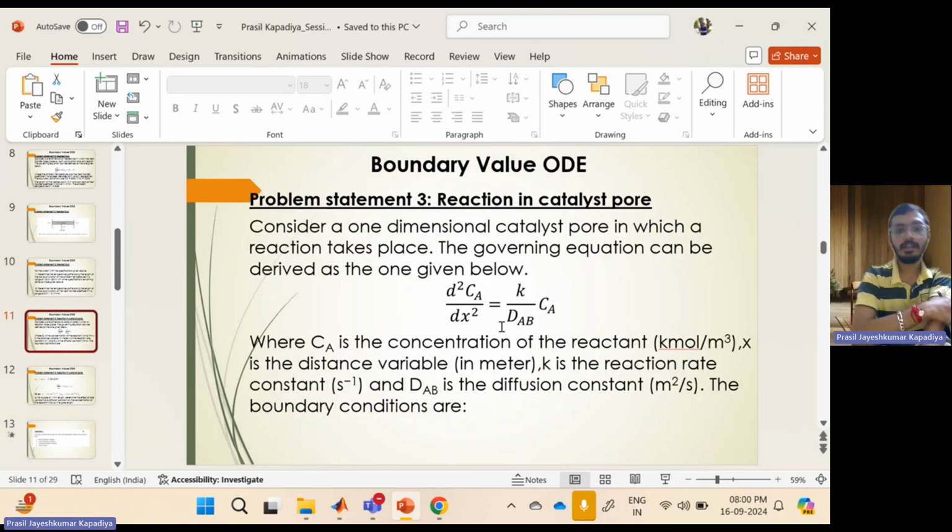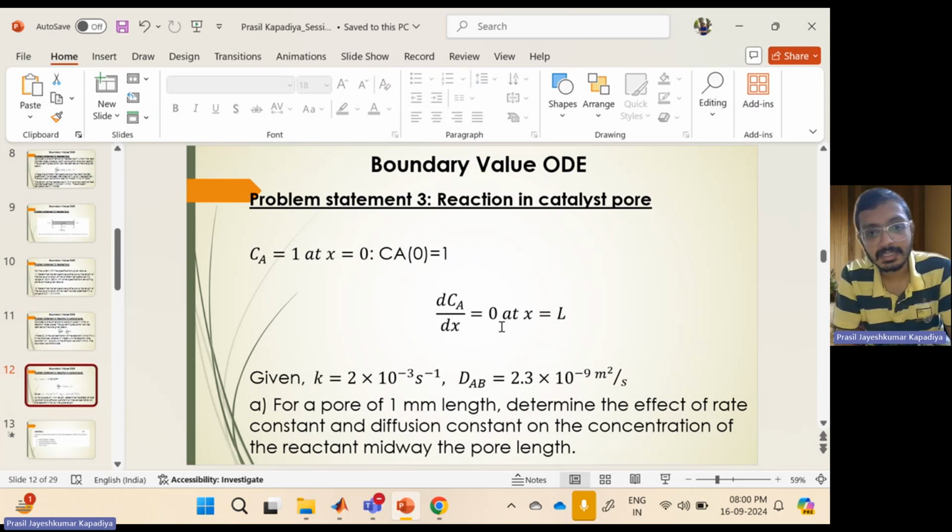The first one you have also learned in your heat transfer course, and the second problem is reaction in a catalyst pellet, where the equation is d squared Ca by dx squared equals k by Dab times Ca. The condition is at x equal to 0, Ca equal to 1, and at x equal to L, dCa by dx equal to 0. So this is a Neumann boundary condition, where at x equal to 0 the value is defined and at x equal to L its derivative is defined. These two problems we are going to look at in next week's lecture.